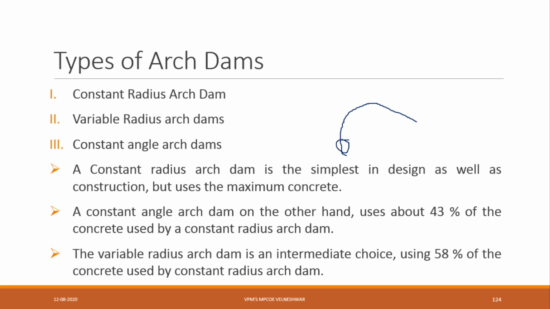A constant angle arch dam, on the other hand, uses about 43% of the concrete used by the constant radius arch dam. Okay, 43% of concrete we have to use here. The variable radius arch dam is an intermediate choice, using 58% of the concrete used by the constant radius arch dam. Here you can see 43% and here you can see 58%. Constant radius and constant angle are both the same, only a small difference is there.